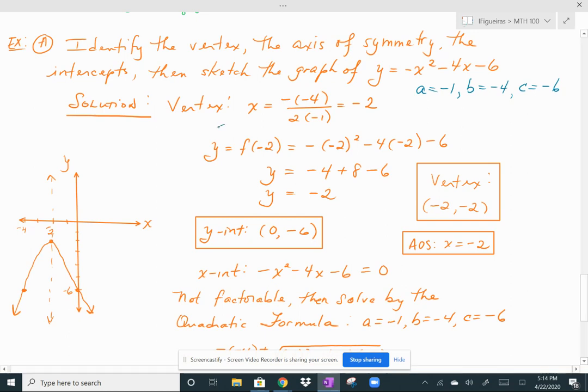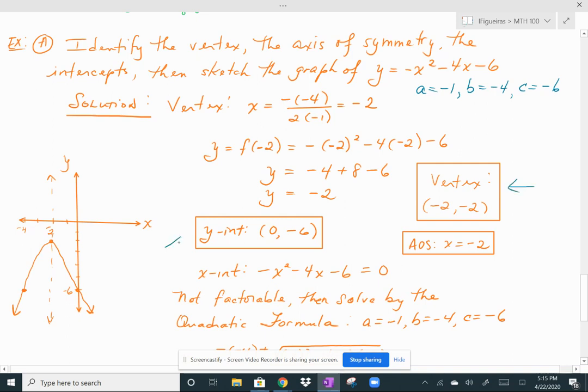So here's my vertex. X equals negative 4 over 2 times negative 1. We get an x value of negative 2. Then we plug in negative 2 into our function, which is what you see here. So it's negative 2 squared minus 4 times negative 2 minus 6. That works out to be a y value of negative 2. So both x and y are negative 2. That's our vertex.